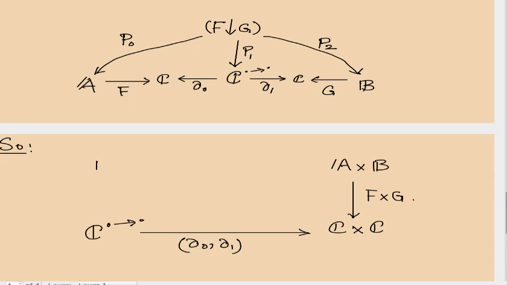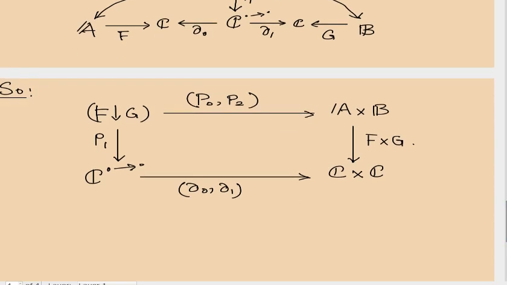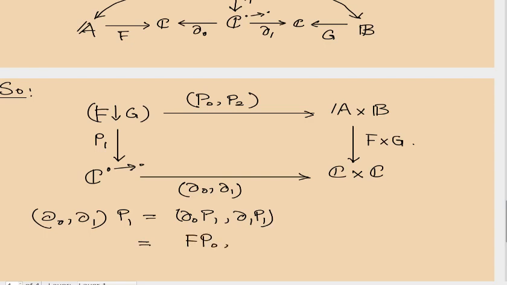Now let me look into this category. So from here again, since I have these two, I have P0 and P2, and over here I have my P1, and obviously if I start looking into the definitions of the functor, the composite of this is del 0 P1, del 1 P1, which by my definition is Fp0 and Gp2, which is nothing else but this. So this diagram commutes.